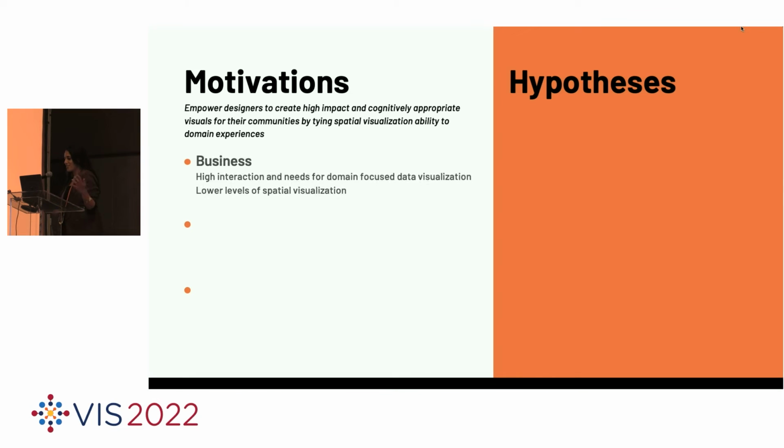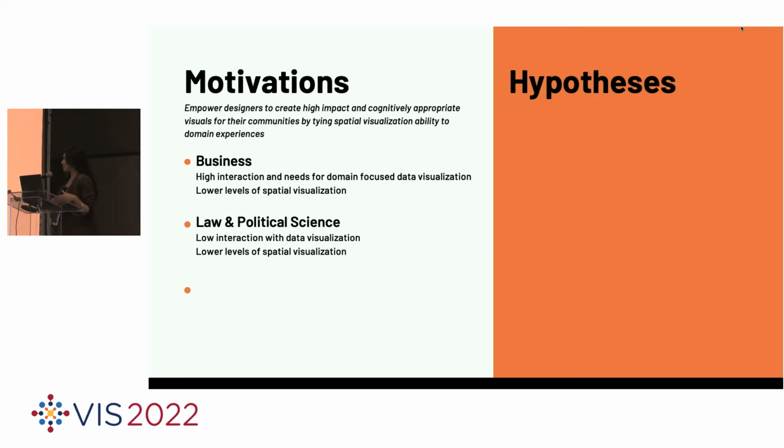We've got our three different groups: our business participants, who have high interaction and needs for domain-focused data visualization and reportedly lower levels of spatial visualization; our lawyers and political scientists, who have low interaction with data viz in their domain and also lower levels of spatial visualization; and math and computer scientists, who have higher interaction with data visualization as well as high levels of spatial visualization. So go you. We had four hypotheses.